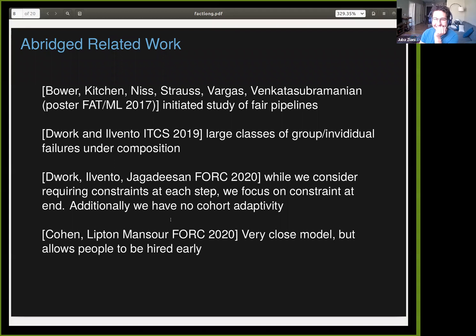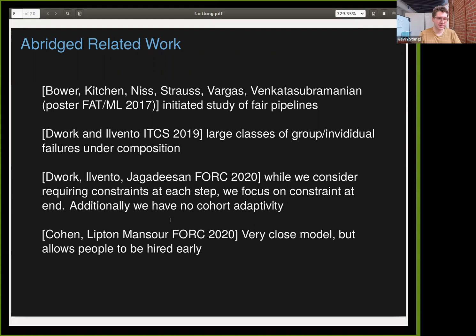Just a word about terminology that I teased earlier: sometimes when people say pipelines, they mean the kindergarten to middle school to high school to college to PhD to postdoc to tenure pipeline, where different actors control each of these stages. And so the college says, we're not discriminating, it's because the high schools are bad at teaching and we don't get good students. That's not really our context.